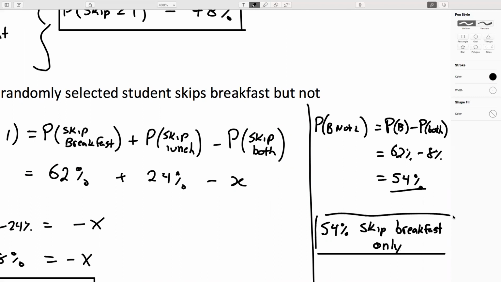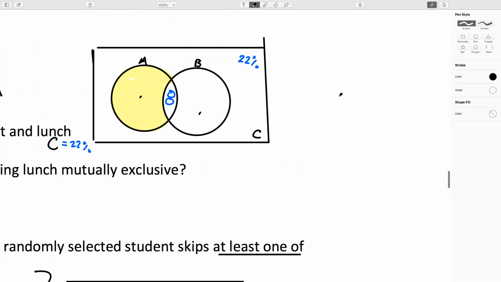Okay. And now go back to our diagram because when I first started doing this stuff, I found that the context is the most important part. So 54% skip breakfast only. Well, I can go back up here now and fill this in. I know that this is 54% of people. And now I can do the same on this side. I know 24% of people skip lunch. Well, if 24% is this whole circle, I could subtract 8. And I know 16% skip only lunch.